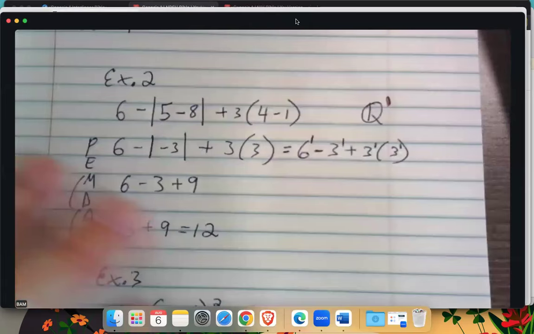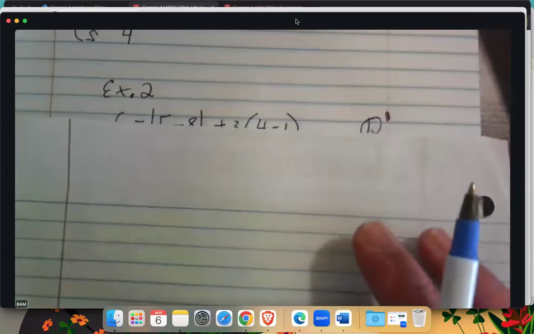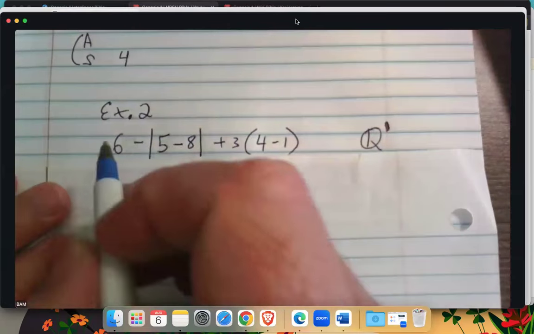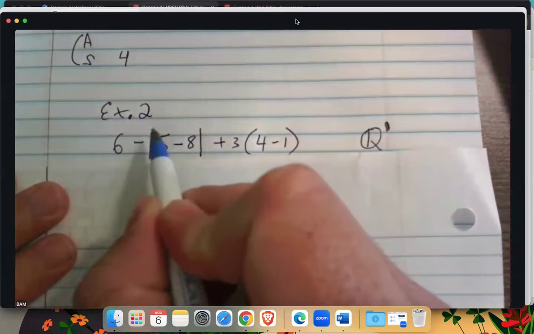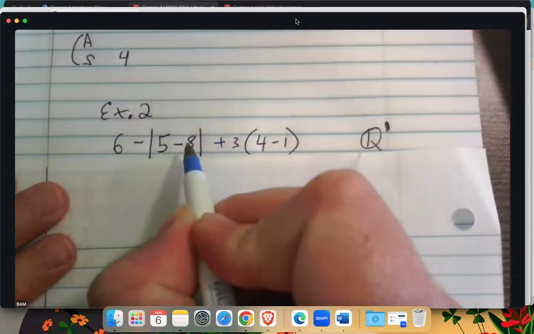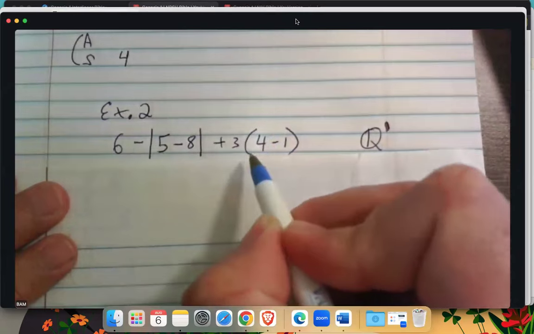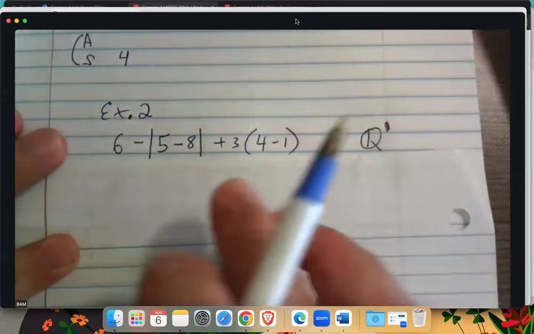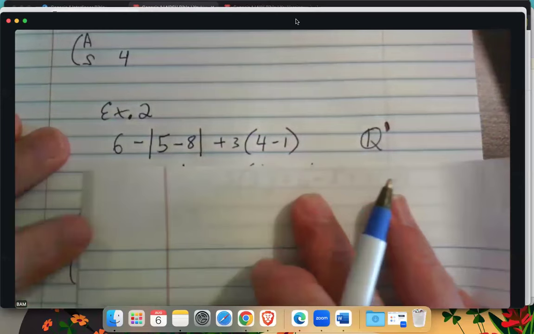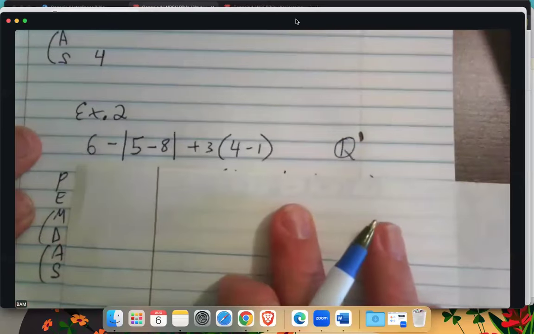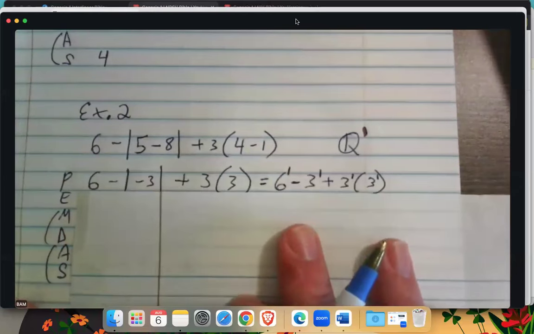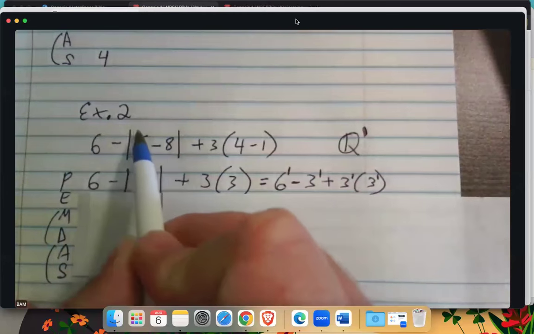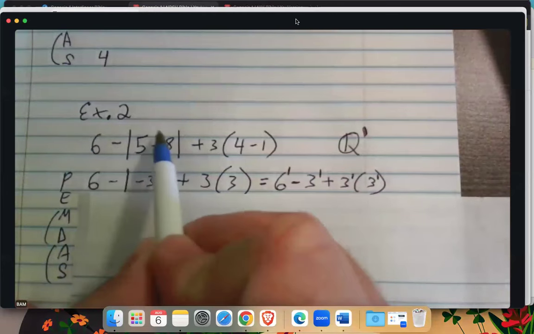And so the second example I want to use is this one. I got both of these first 2 examples from the OpenStax book. And it's 6 minus, and this means absolute value, of 5 minus 8, plus 3 times the quantity 4 minus 1. And you'll see why there's a Q prime here soon. So we write out PEMDAS if we want to. Please excuse my dear Aunt Sally. And these bracket looking things mean absolute value, and they're actually a type of grouping symbol.